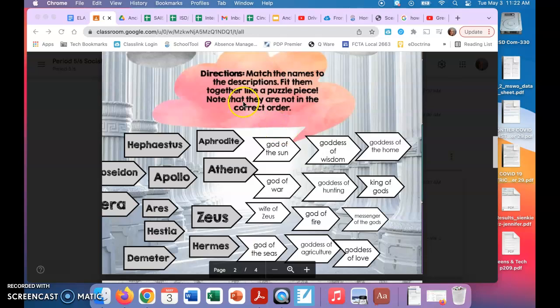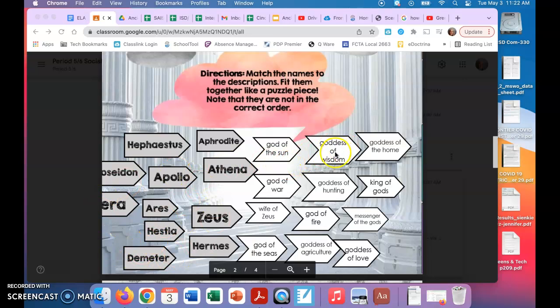You can connect them. So on the left side here, we have the names of our Greek gods. We have Hephaestus, Aphrodite, Poseidon, Apollo, Athena, Hera, Ares, Zeus, Hestia, Hermes, and Demeter. And on the right-hand side here in the white arrows, we have the god of sun. Who is the god of sun over here?